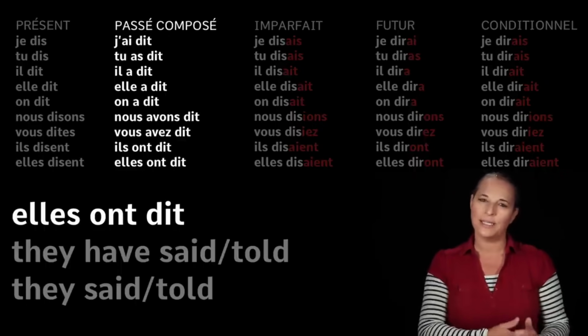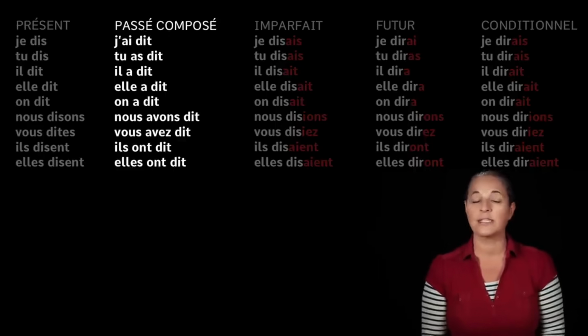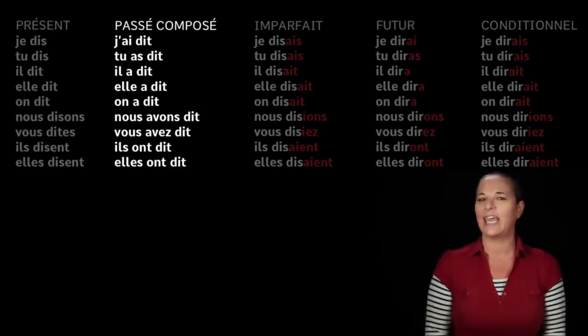Now notice the z sound, ils ont, elles ont, okay, that's purely because il and elle have an S and on begins with a vowel. We call it a liaison.